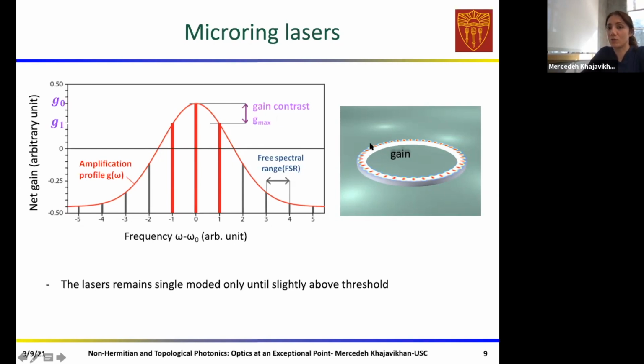Of course, if you want to keep the system single-moded, that means you have to pump the system in such a way that only the mode that happens to be at the highest point of the gain would be above threshold. But as soon as you increase the pump, immediately the system becomes multi-moded.